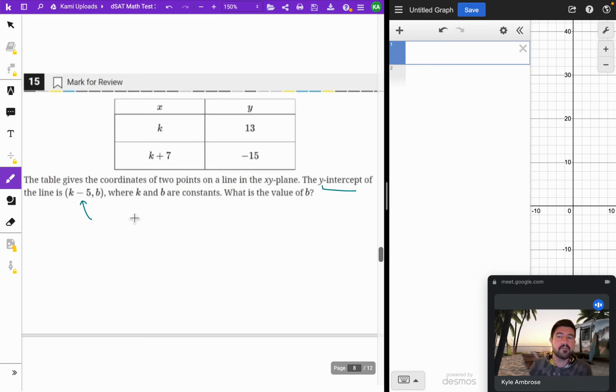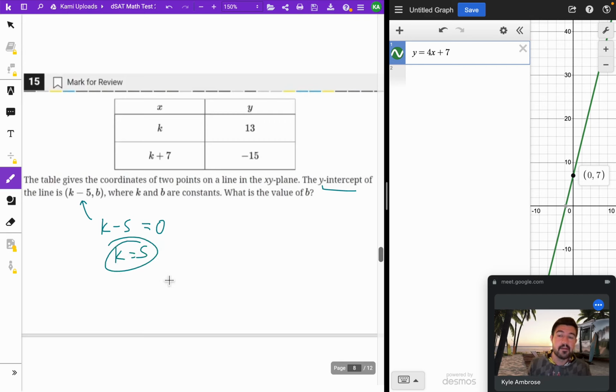Well, there's one important thing we have to remember. Any y-intercept, anywhere that the line crosses the y-axis, has the same x value every time. It's 0. I don't want to waste too much time here, but let's just make up a line, 4x plus 7. Look, the y-intercept has an x value of 0. So this x value, k minus 5, has to be 0, because the x value at the y-intercept is always 0. So we could solve this equation and see that k has to be 5.